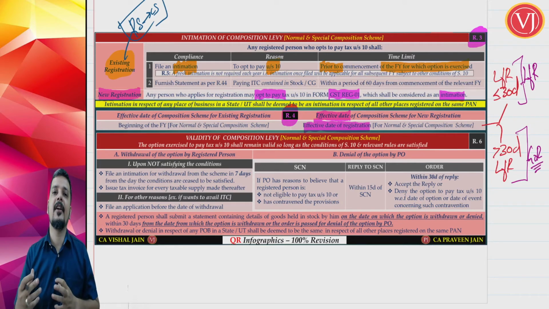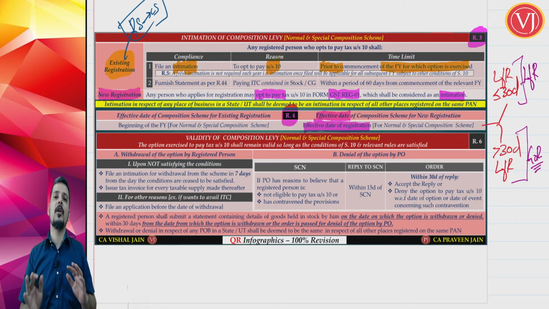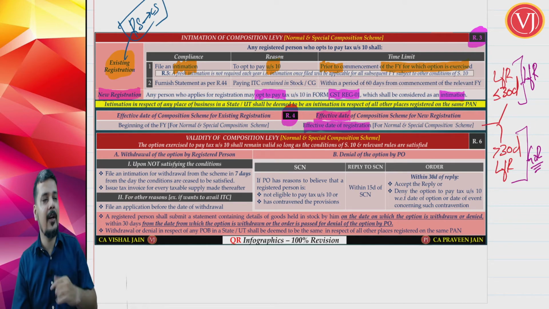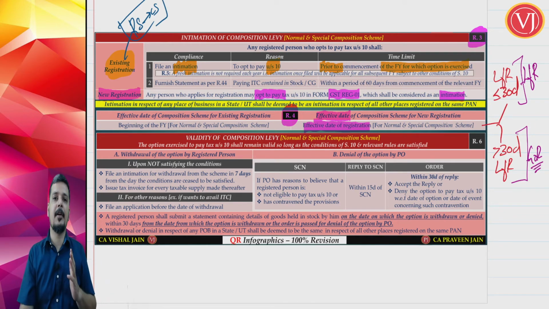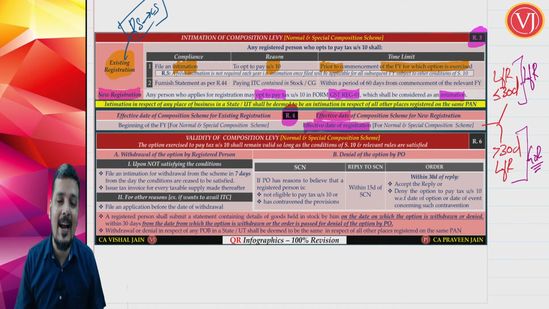Can I enter inside composition scheme in between of a year if I am already registered? No. If it is not a case of new registration, if you are already registered, and you want to switch over from regular scheme to composition scheme, you have to give intimation. First point is you cannot enter inside composition scheme in between of a year because you are already registered. Second point, you have to give intimation before that particular financial year starts.